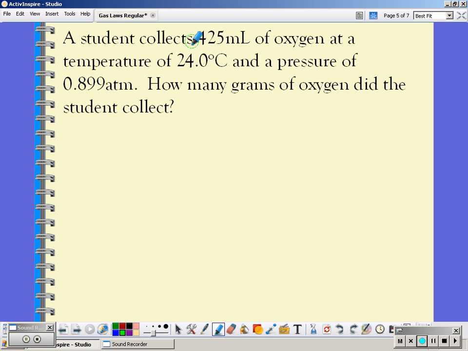Here we're given 425 milliliters, which would be my volume, 24 degrees Celsius, which would be my temperature, and a pressure of 0.899 ATM, so that's P. I'm looking for an amount, grams of oxygen. Well, in my ideal gas law, PV equals nRT, I don't have grams, but I do have moles. So I'm going to solve for N, which would give me moles, and then I'm going to convert to grams. So a lot of times these take more than one step.